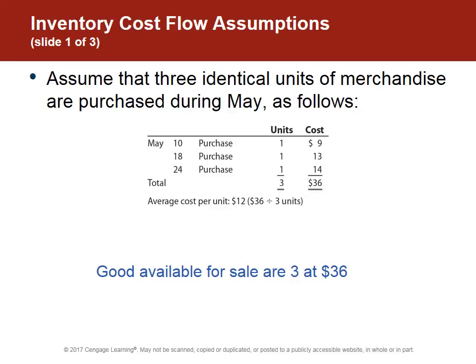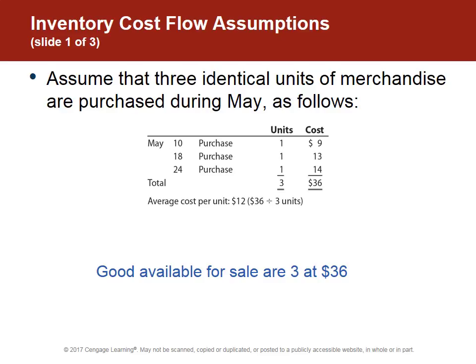So here's an example. Pretend that these are 3 identical units, and every single time we bought it, the price went up. Started out that we had to pay 9 to buy it, then the next one we bought 13, the next one 14. So the average cost is 12.